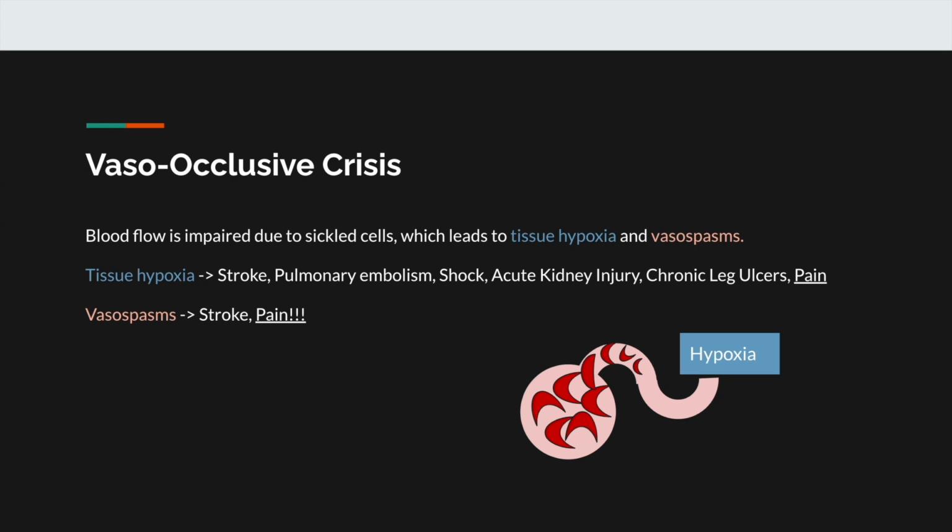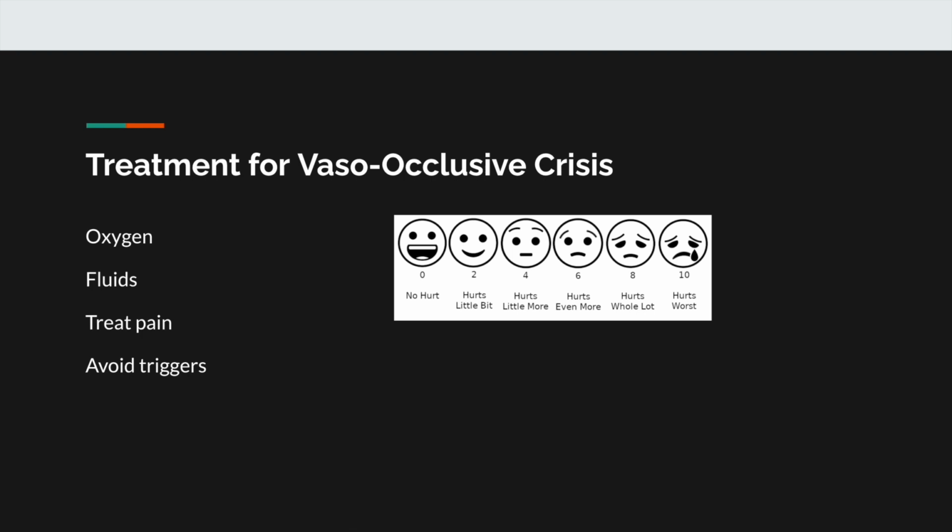And then with vasospasms, a vasospasm is when the artery clamps down. They spasm, and this can also cause an ischemic stroke and also a lot of pain. Treatment for a vaso-occlusive crisis is oxygen. You want to give a lot of fluids, treat their pain, and then education about avoiding triggers to prevent these vaso-occlusive crises.